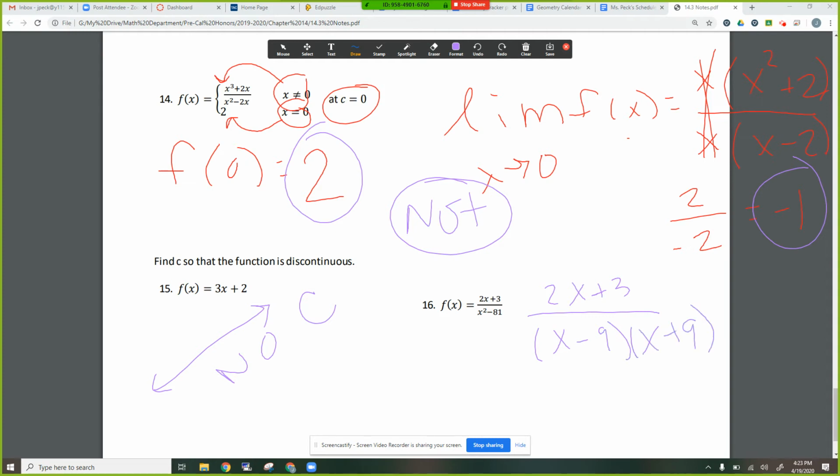So don't you guys agree that if I plugged in a positive 9 here, that would make this 0? That would be a problem. And if we plugged in -9, that would make it 0. So if we had a C of 9 or -9, then the function would be discontinuous.